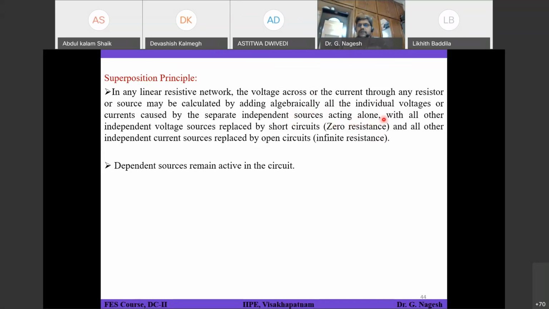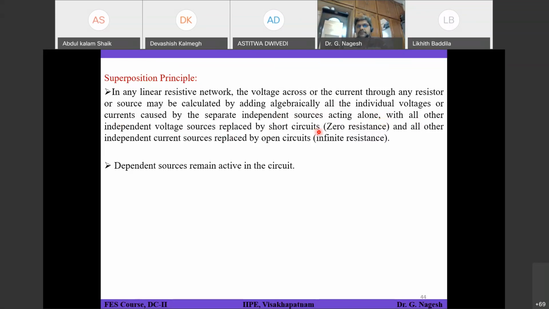So if you are considering one source, what will happen to the other source? Let's say at stage 1, there is one voltage source and one current source. You are considering only the voltage source, and you will not consider the current source at stage 1. So what to do with the current source? With all other independent voltage sources replaced by a short circuit.